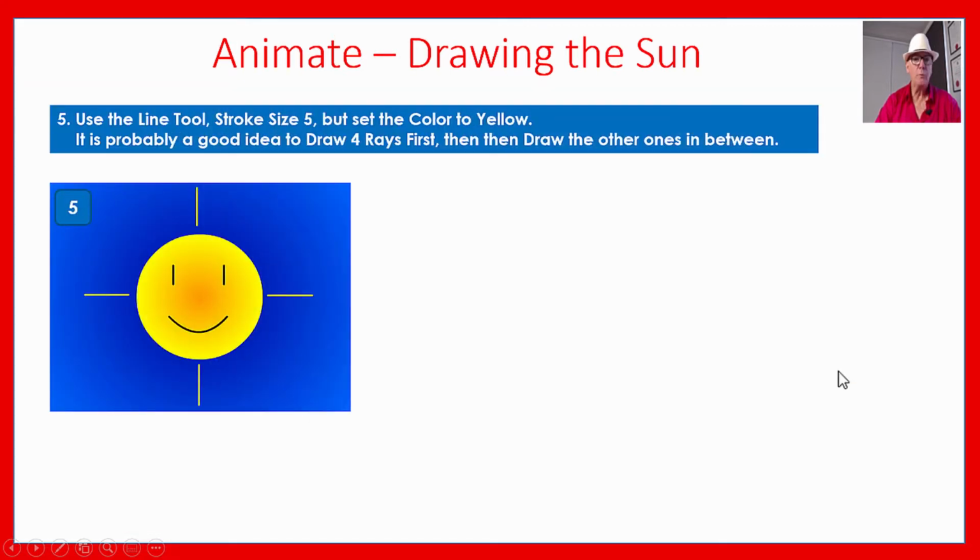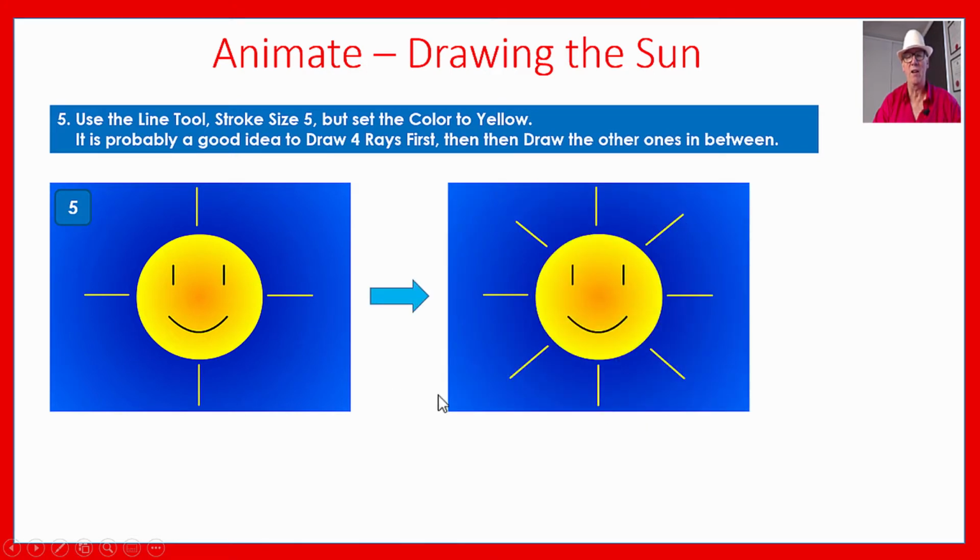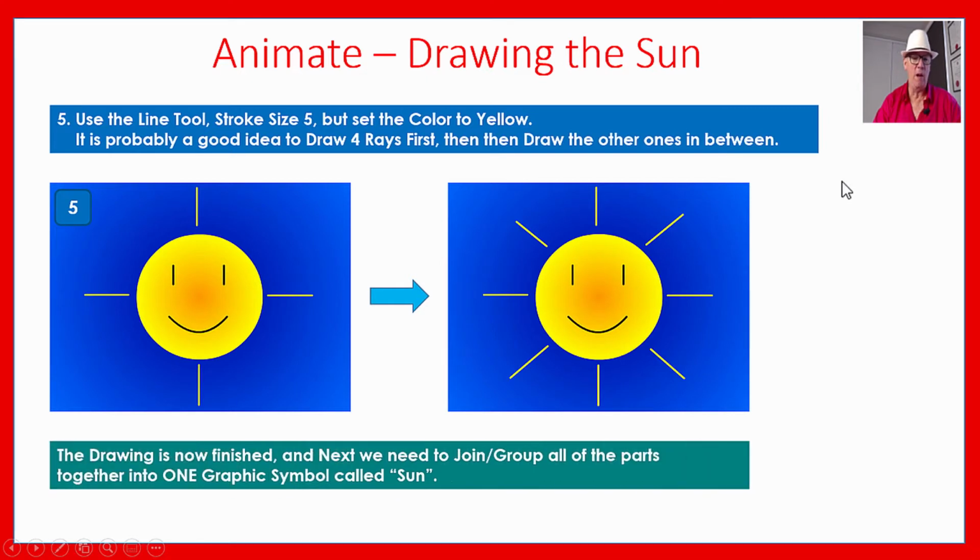So on the line tool, just set the stroke size to 5. We're just using the same tool we use for the eyes and the mouth, but we're setting the color over to yellow this time, and draw these 4 rays first, and then do the in-between ones second. All right, that'll help you get it really nice and even, and it'll look better if it's even.